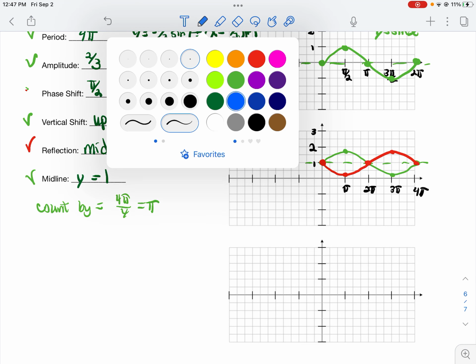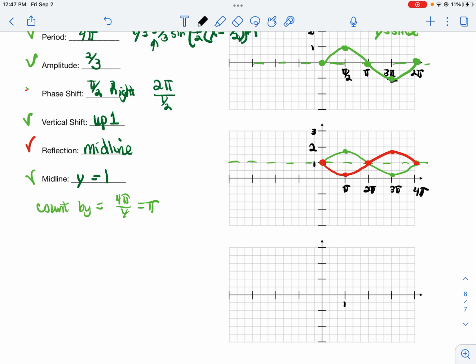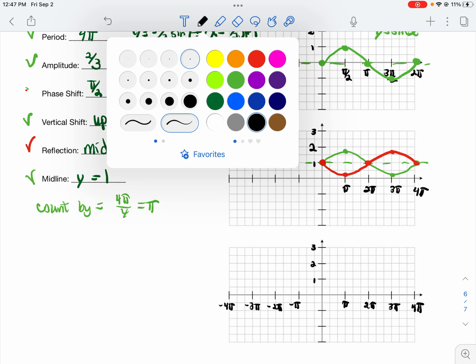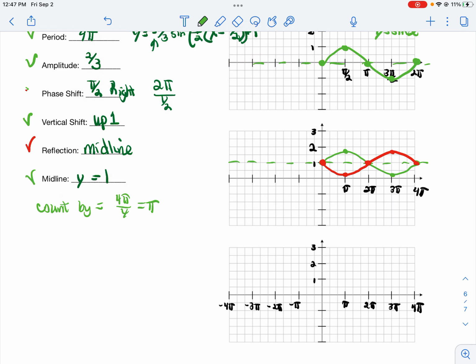And I'm going to do this one on my final graph, because I always put my last graph all by itself so it's easy to see my final picture. And this one I need to do 2 full periods, so I'm going to label my negatives. Okay, so for this final graph here, I have my midline at 1. Okay, and so my red graph is where I ended up because that was my reflection graph.